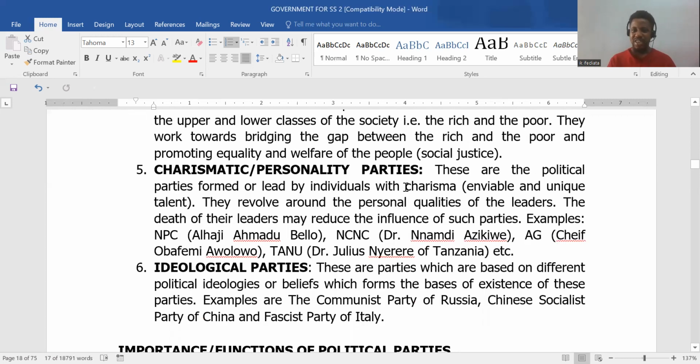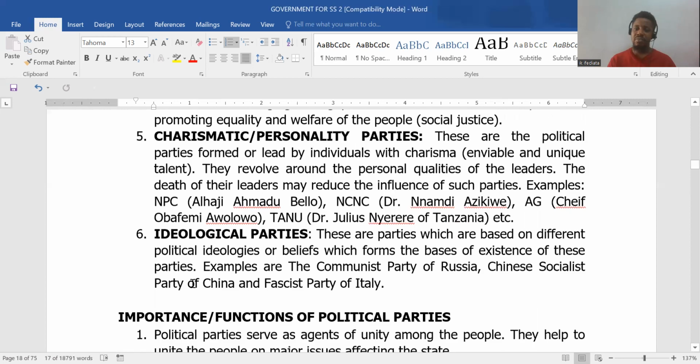Charismatic personality parties. These are parties that are built around the charisma of their leaders. So charisma, like this unique capacity of these people that attracts people to them, right? Like people like Adolf Hitler, right? Attracted even though it was misused. You have people like Nnamdi Azikiwe, Julius Nyerere of Tanzania, and the likes. These are people that have immense charisma. The way they talk, people can even lay their lives for them.